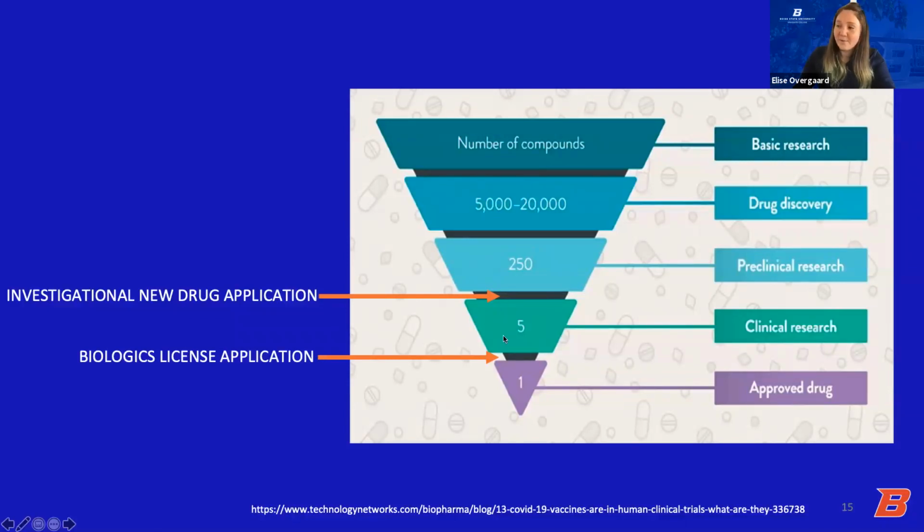And once all of the human testing is complete, then the company or the institution files a biologics license application with the FDA. And all of the human data gets reviewed again by the FDA before they make the decision to license. So with these COVID vaccines, we really lucked out and had a major body of basic research and drug discovery and preclinical research already completed.